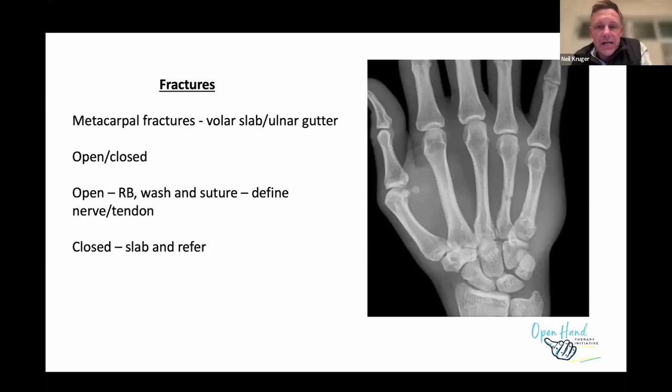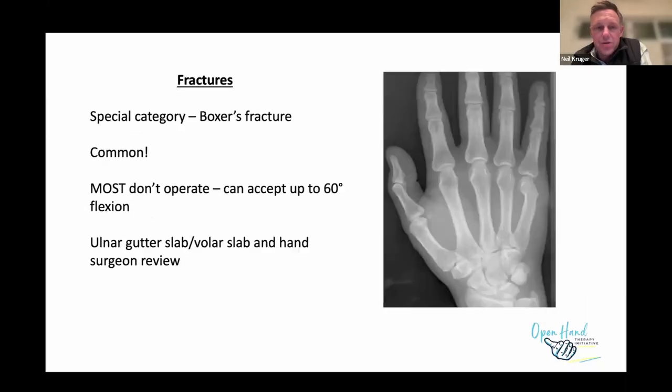Again, a note on rotation. Please remember what Pieter said in the previous talk, and just check for rotation as the patient flexes. If they are significantly rotated, they do need to be derotated and either plated or screwed or K-wired, depending on what your surgeon's choice is.